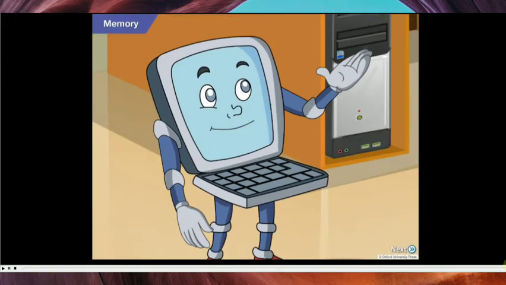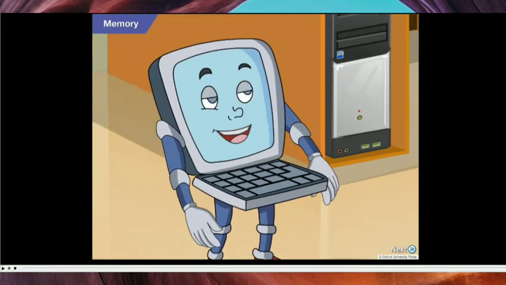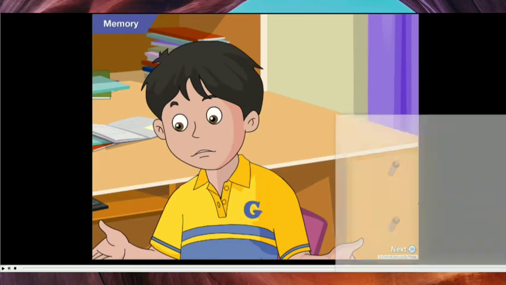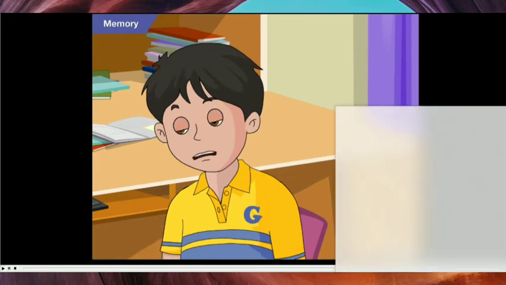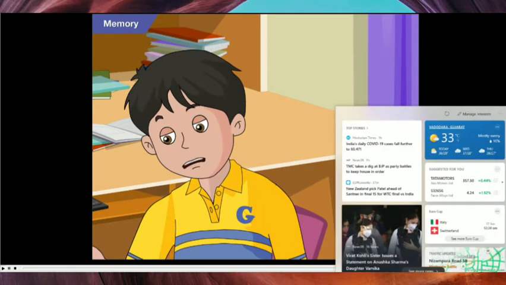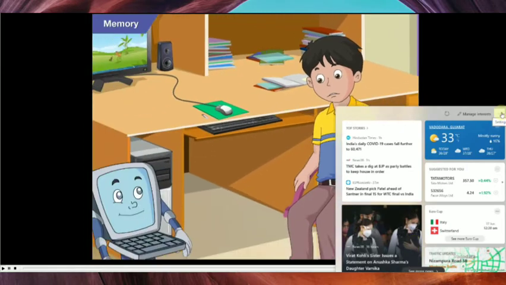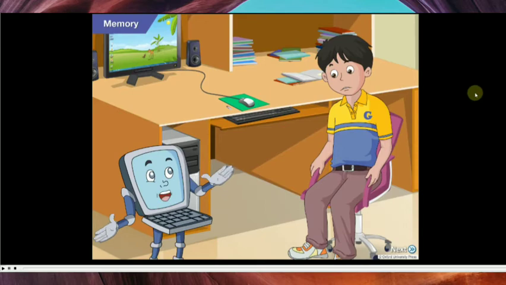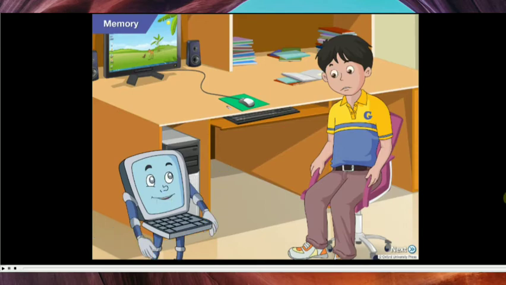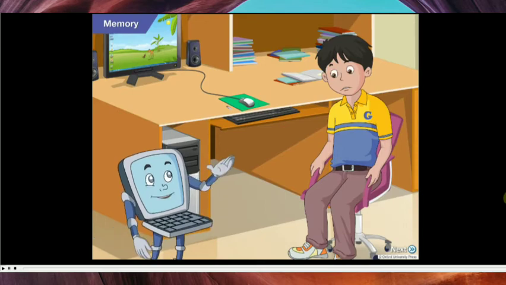Hi, Goggle. What happened? You look worried. Toggle, my teacher has asked me to submit my assignment in a pen drive, but I don't know how to use it. Oh, don't worry, Goggle. I'll show you how to plug it in the computer and store your project in it.